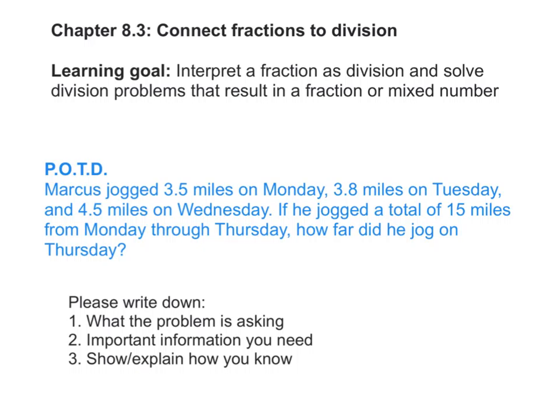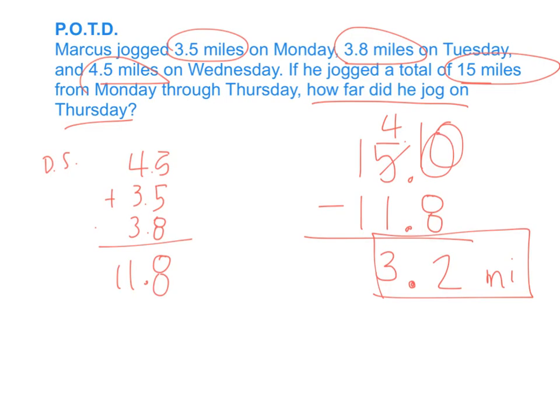When I say solve a division problem that results in a fraction or mixed number, how could you say that in your own words? What does that mean? Sarah? It means you have to be able to solve a fraction division problem that the quotient is a mixed number. Thank you. So that means when we do the division today, we expect our quotient to be either a fraction or a mixed number, okay?